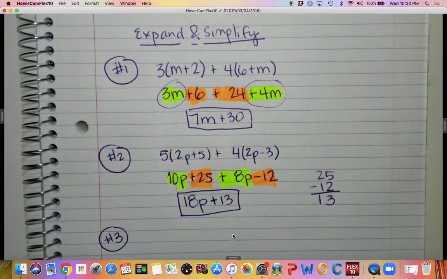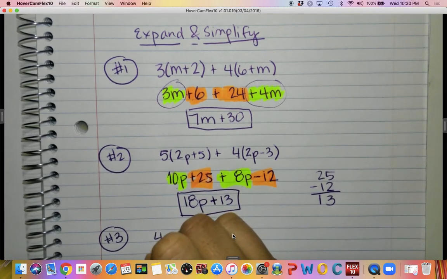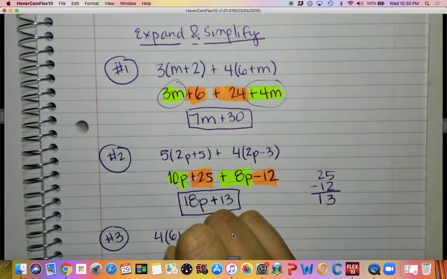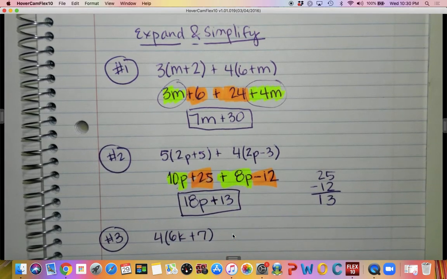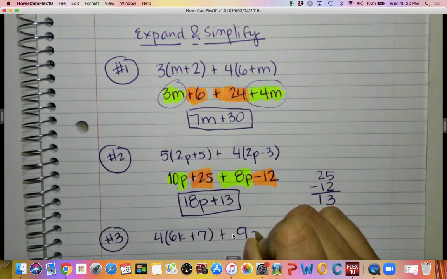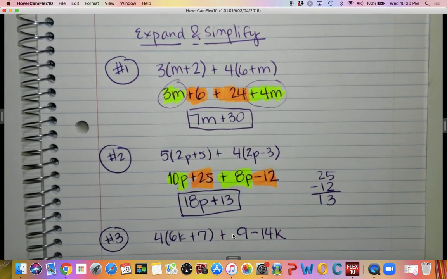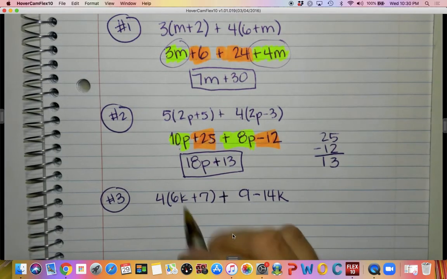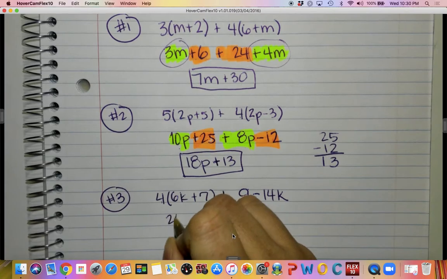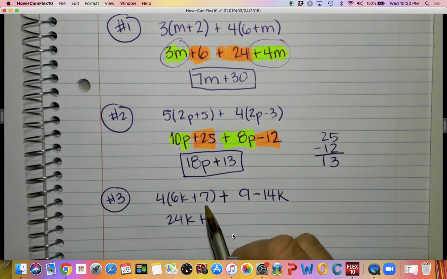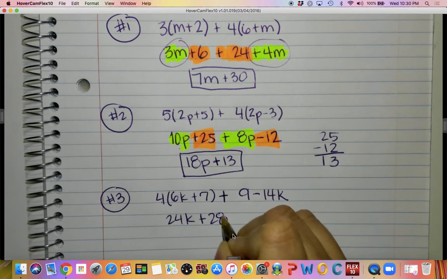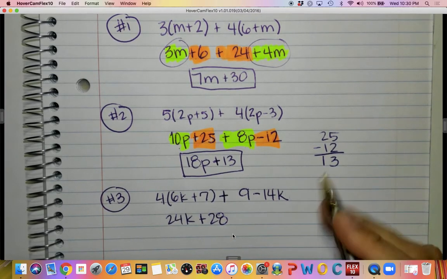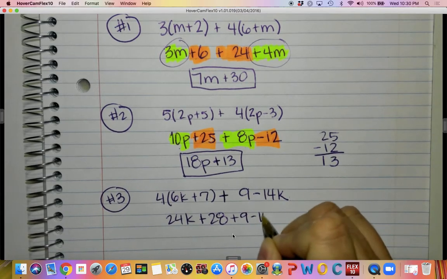All right, one more of these types of problems, and then we're going to simplify and factor. All right, 4 times 6k plus 7 plus 9 minus 14k. So in this problem, there's only one set to expand, to distribute. So 4 times 6k is 24k plus 7 times 4 is 28. And then I'm going to move the rest of the problem down. Plus 9 minus 14k.